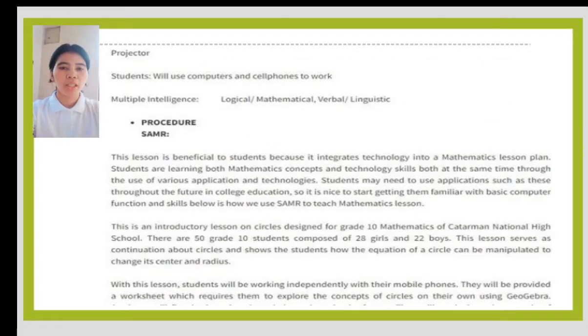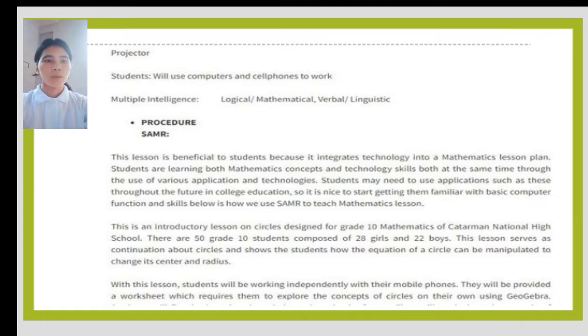The projector is that students will use computers and cell phones to work. The multiple intelligences are logical, mathematical, verbal, and linguistic. Procedure is SAMR. This lesson is beneficial to students because it integrates technology into a mathematics lesson plan.